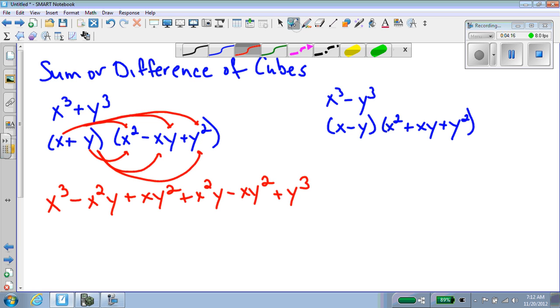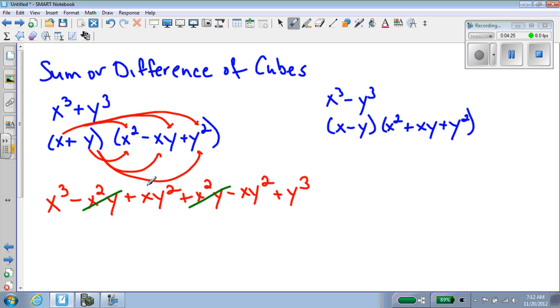And if we look at this, I have a negative x squared y term and a positive x squared y term. I have a positive xy squared term and a negative xy squared term. And so all I'm left with is x cubed plus y cubed. So indeed, x cubed plus y cubed factors into x plus y times the quantity x squared minus xy plus y squared. It is also true that the difference of two cubes factors in a similar fashion.